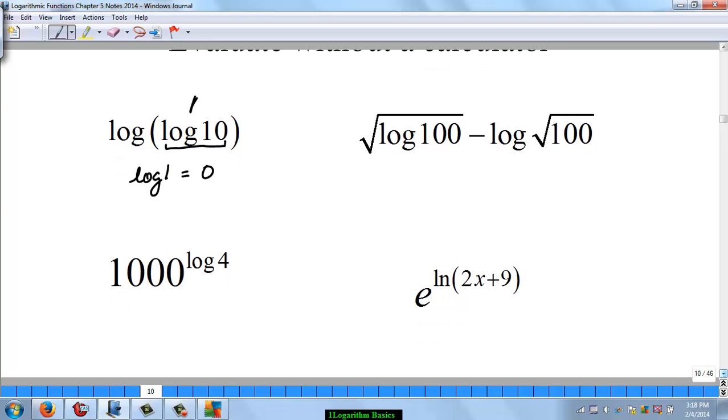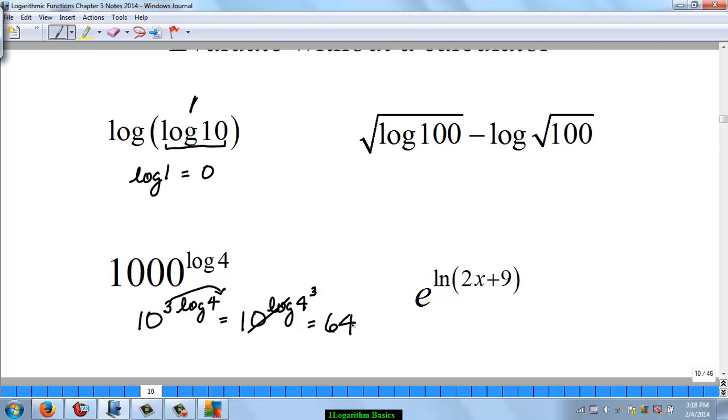1,000 to the log 4. Make this a base 10, so it's 10 cubed to the log 4. They're still not next to each other, so I'm using exponent rules, bringing that up top. So I have 10 to the log of 4 cubed. Thanks for playing. The answer is 4 cubed, or 64.